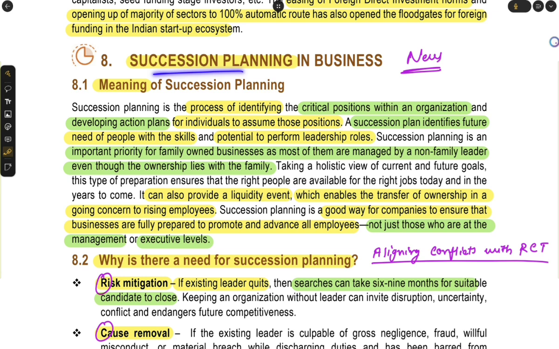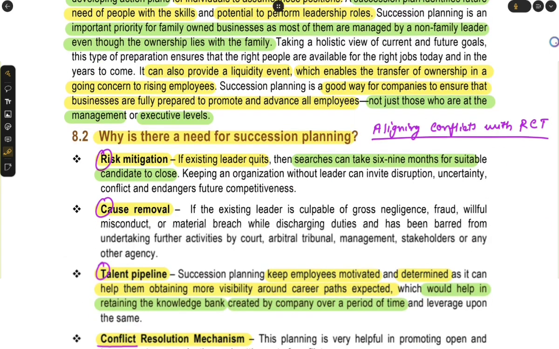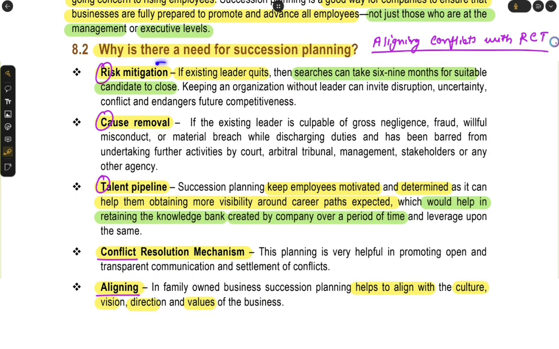Then next, succession planning. What is this? This is the process of identifying the critical positions within an organization and developing action plans for individuals to assume those positions. Succession planning identifies future needs of people with the skills and potential to perform leadership roles. It is an important priority for family-owned businesses, as most of them are managed by non-family leaders even though the ownership lies within the family. It can also provide a liquidity event which enables the transfer of ownership in a going concern to rising employees. Succession planning is a good way for companies to ensure that businesses are fully prepared to promote and advance all employees, not just those at a management or executive level, so that there is no bias.